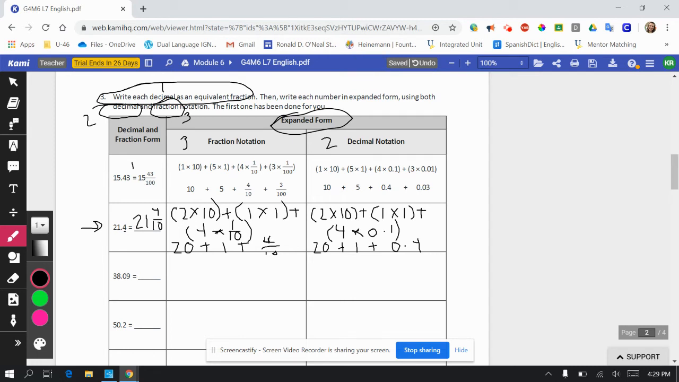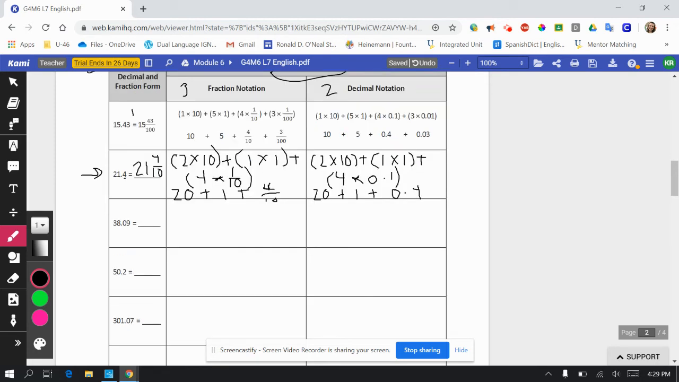All right, if you need to see that example again, feel free to hit repeat or go back at any time. If you're feeling confident, go ahead and try the next one on your own. If not, keep watching. If you try it on your own, hit pause, and then come check and see if you are correct. All right, so here we have 38 and 9 hundredths. Let's go ahead and do fraction notation first.